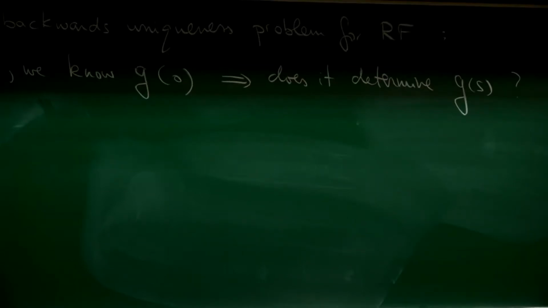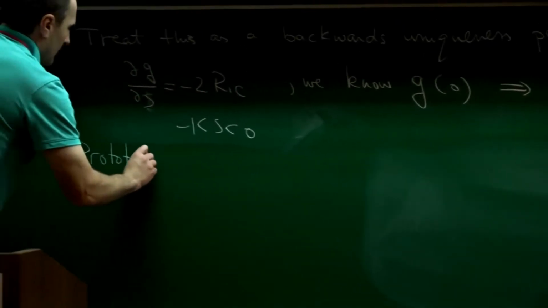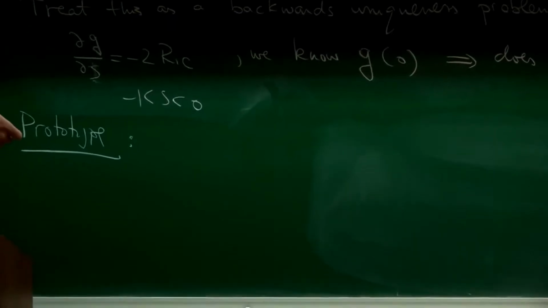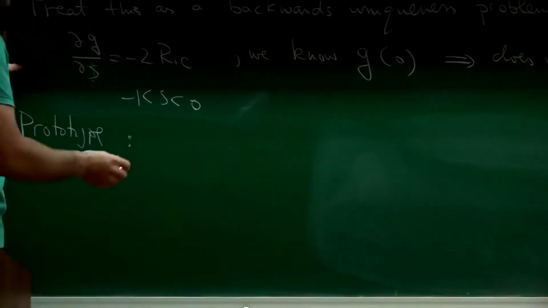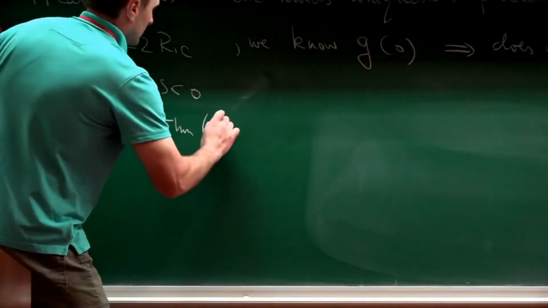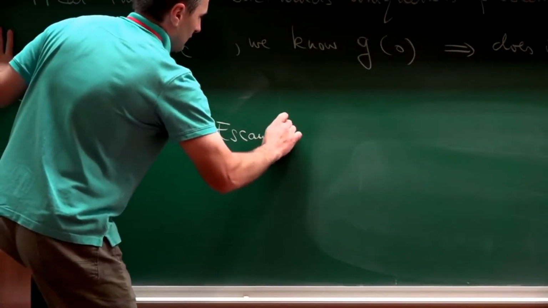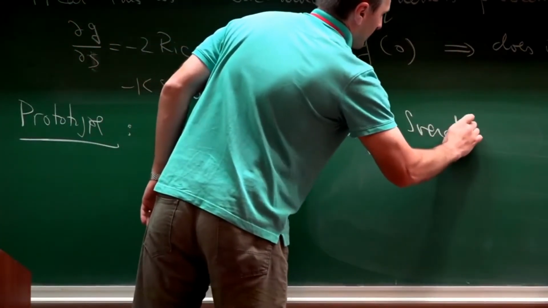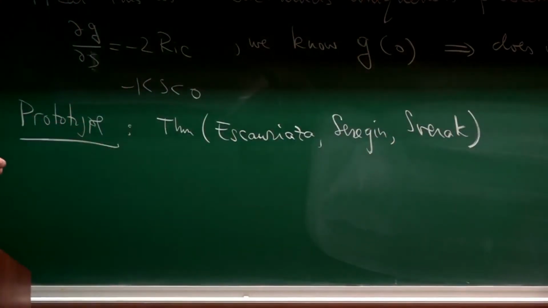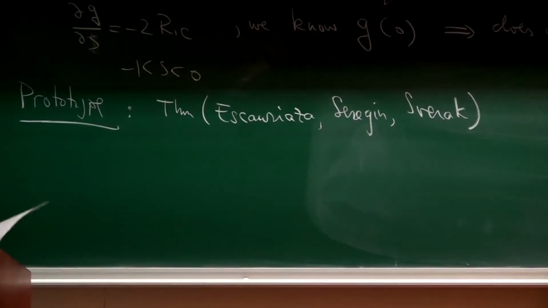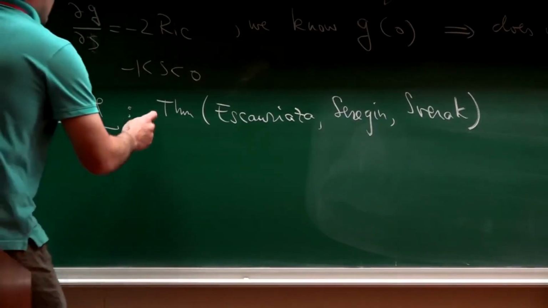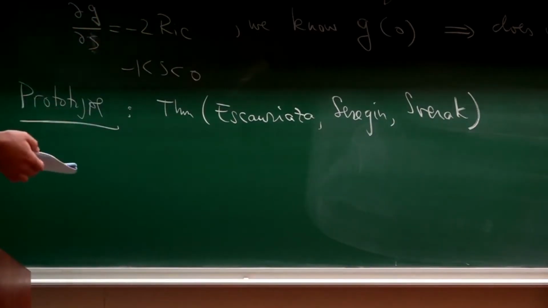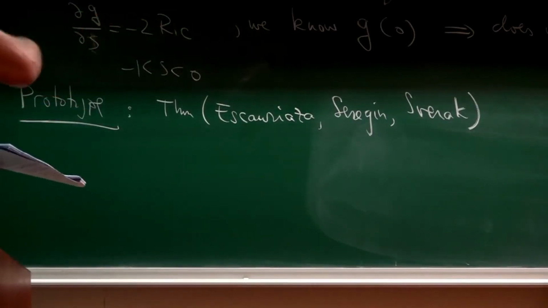And the prototype is easier to explain, so the details are easier. The prototype is a theorem by Escauriaza, Seregin, and Sverak. It's in Rn, but it works very well for manifolds as well. So instead of doing backwards uniqueness for Ricci flow, or backwards uniqueness for a heat type equation, we do forward uniqueness for a joint heat equation.